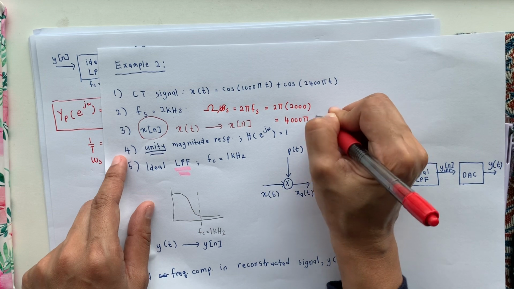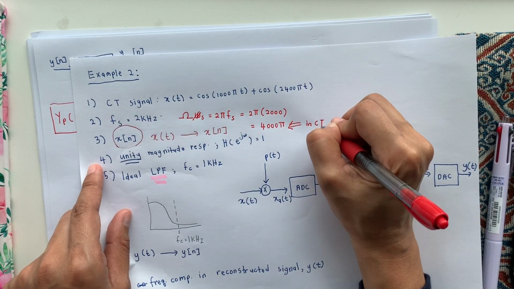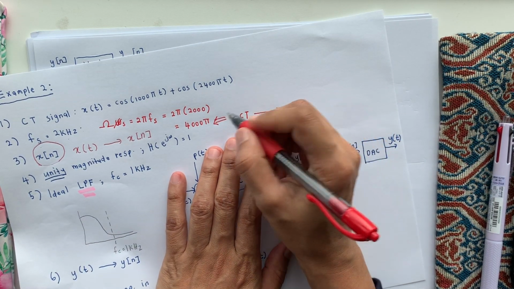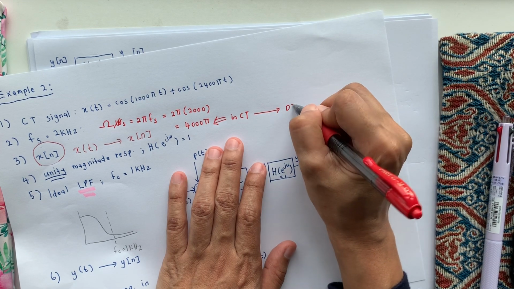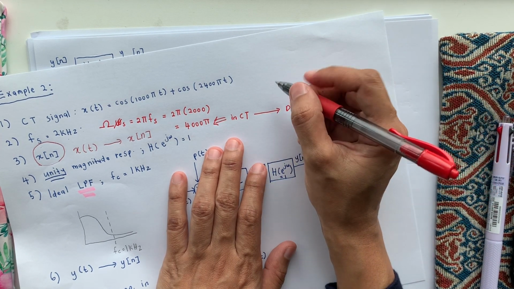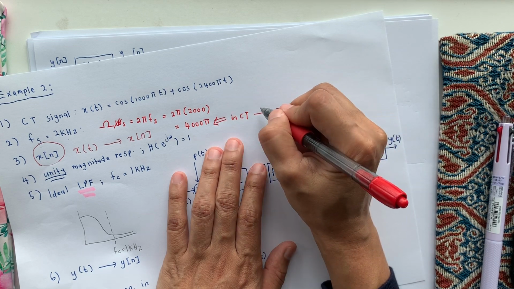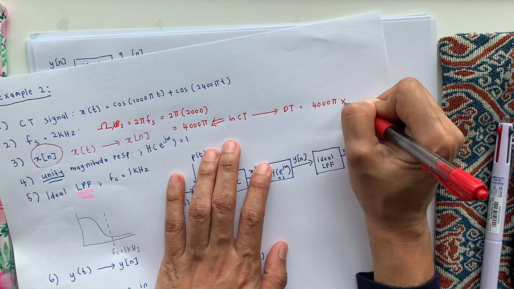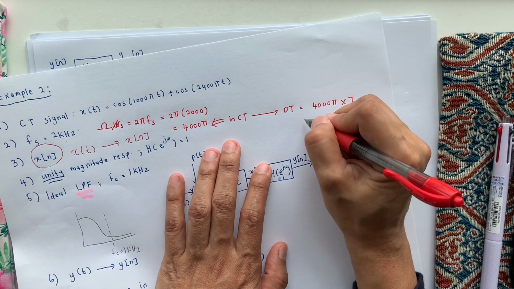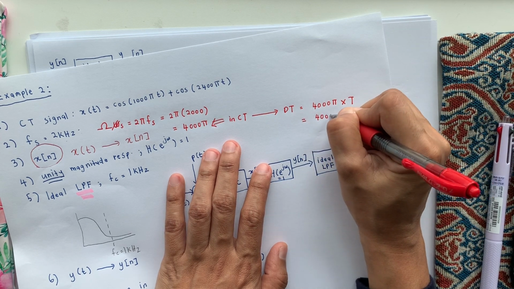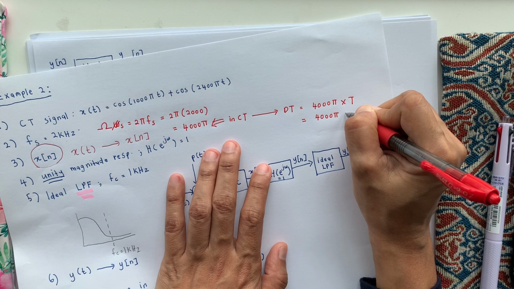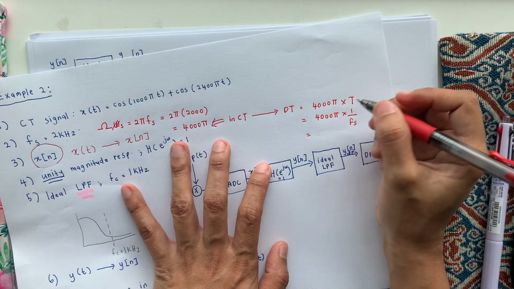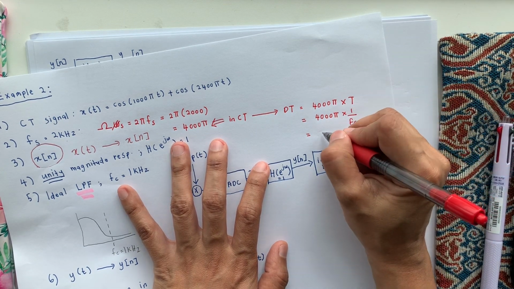But this value is basically in continuous time. So what you have to do next is you need to convert this 4000 pi value to discrete time. So how to convert to discrete time? You need to multiply this value, 4000 pi, with capital T. So what you will have is 4000 pi times 1/Fs, which is equal to 2 pi.